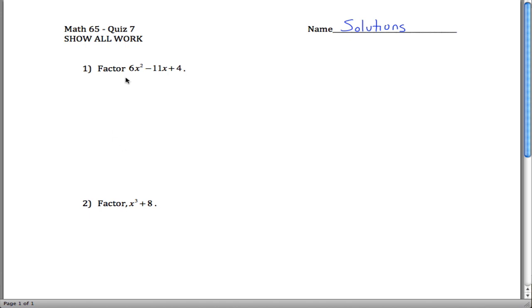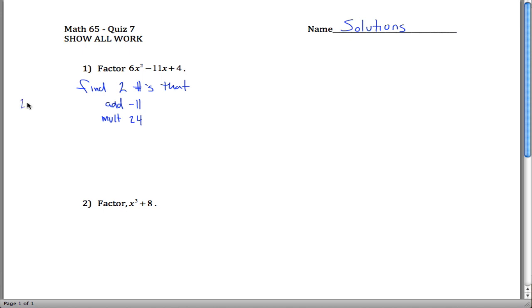We're given three things to factor. The first one is 6x squared minus 11x plus 4. Leading coefficient's not a 1, so we want to use our factoring by grouping method. We want to first find two numbers that add to our middle term, negative 11, and multiply to a times c, in this case 24.